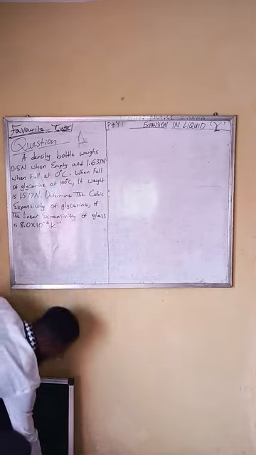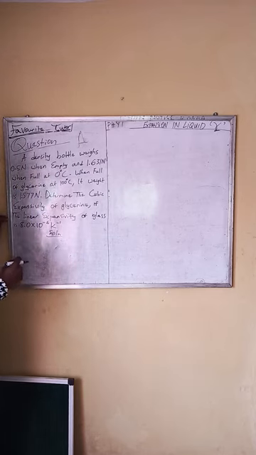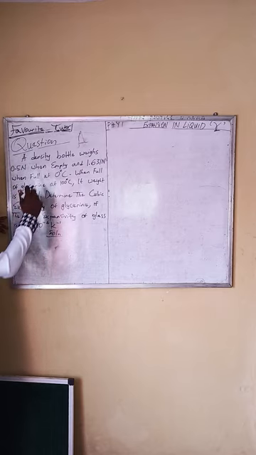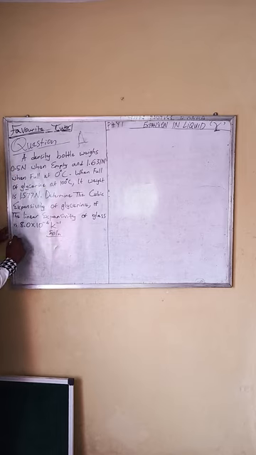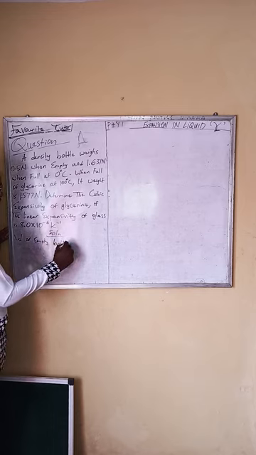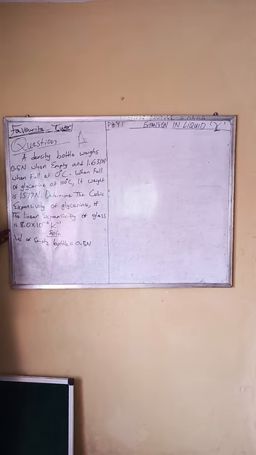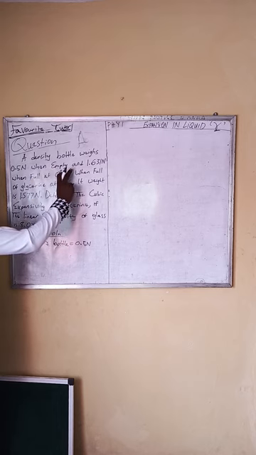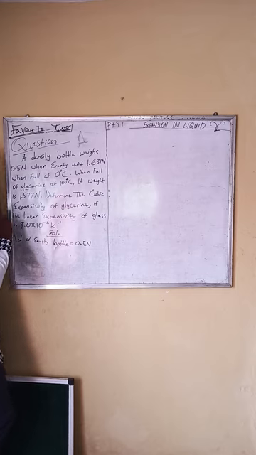The first thing we do, we bring the quantities out from the question. A density bottle weighs 0.5 newton when empty. So I can say weight of empty bottle is equal to 0.5 newton. Then, 1.631 newton when full at 0 degrees Celsius.